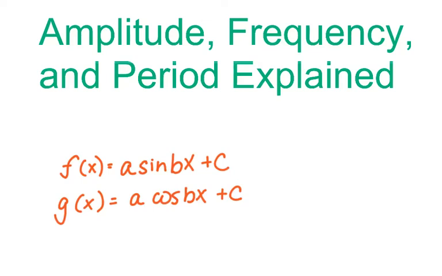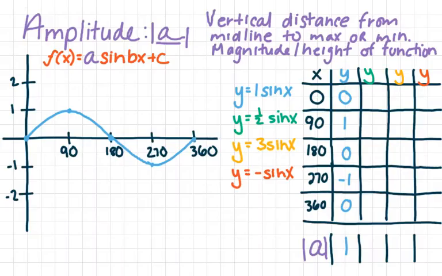This video will discuss how to find and define the amplitude, frequency, and period for sine and cosine functions. Given the function f of x is equal to a sine of bx plus c, the absolute value of a represents the amplitude. The amplitude is the vertical distance from the midline to the max or min of the curve. It is the height or the magnitude of the function.